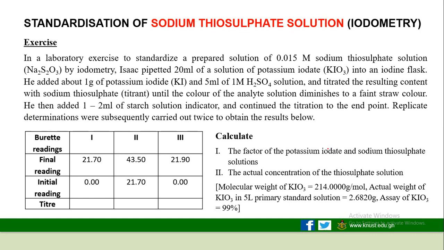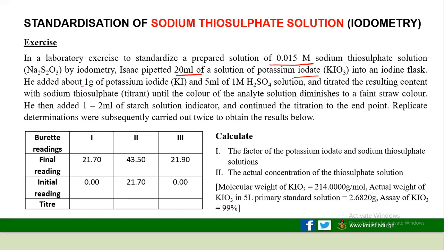In a laboratory exercise to standardize a prepared 0.015 molar sodium thiosulfate solution by iodometry, Isaac pipetted 20 ml of a solution of potassium iodide in an iodine flask. He added about 1 gram of potassium iodide and 5 ml of 1 molar H2SO4 solution. So I didn't underline these parameters because they will not be used in your calculation, right?